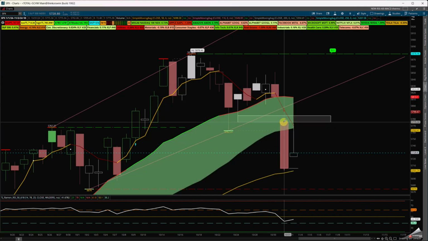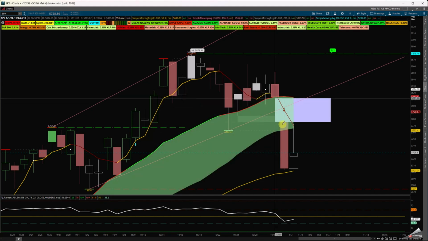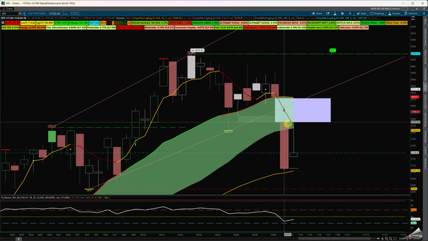But if I want to look at the gap from here to here and I want to extend it, I want to edit the property and make this a little bit darker, pinkish color or purple, whatever. And I'm going to go to the 7th. I want to show you the difference between those two levels, how much difference there is to cover that whole distance to go up, if there's going to be continuation to the upside, or this engulfing candle inside this baby.